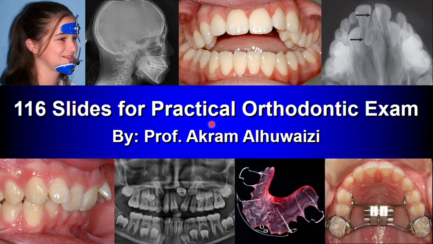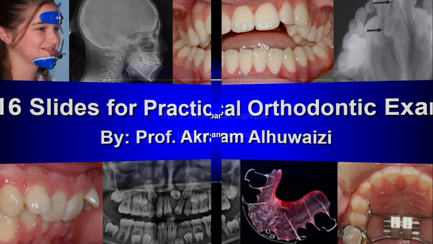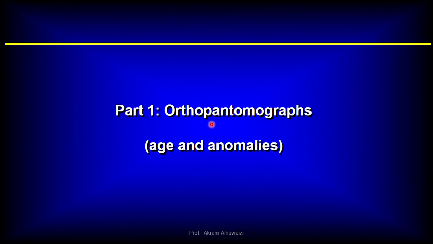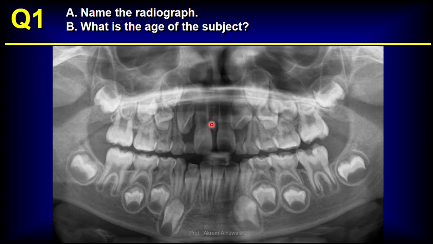We've broken down the presentation into 20 parts, and the first part is regarding orthopantomographs. Now, with orthopantomographs, the first question you'll be asked is age. Keep in mind, if they specify a boy then a girl, then a boy is about 6 months older than a girl regarding the same dentition.